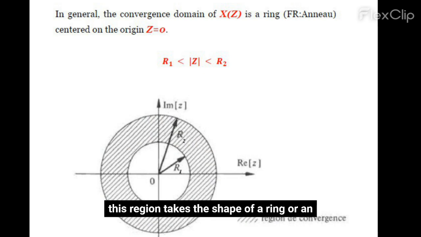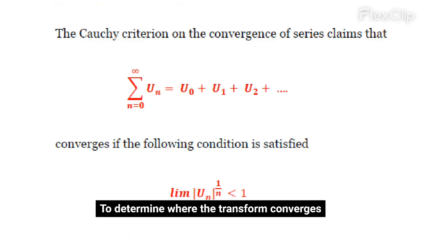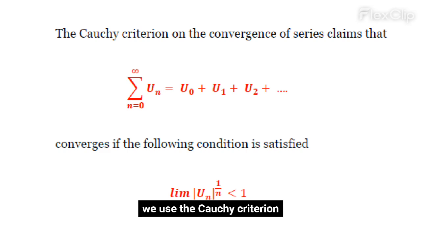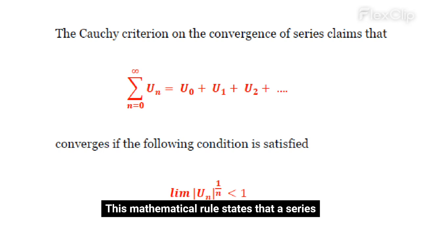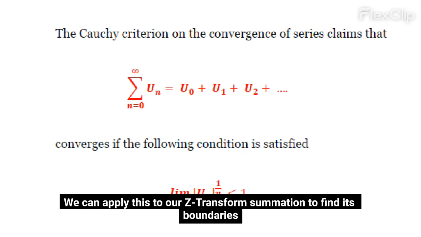Typically, this region takes the shape of a ring or an annulus centered at the origin, bounded by two radii, R1 and R2. To determine where the transform converges, we use the Cauchy criterion. This mathematical rule states that a series converges if the limit of the nth root of its terms is less than 1. We can apply this to our Z-transform summation to find its boundaries.